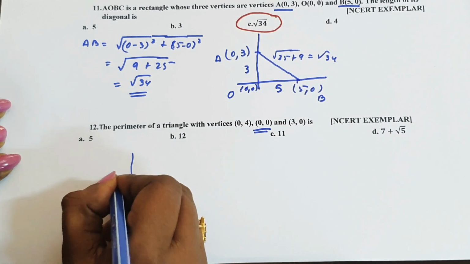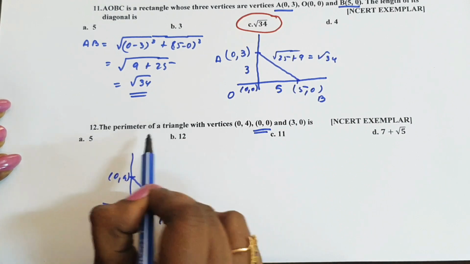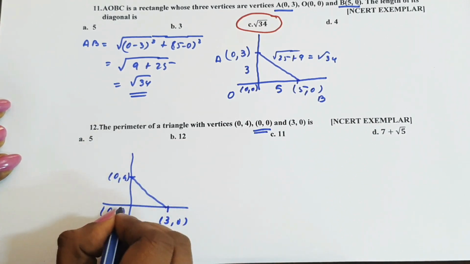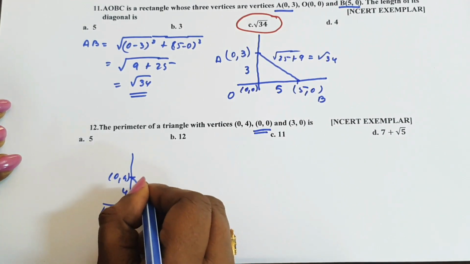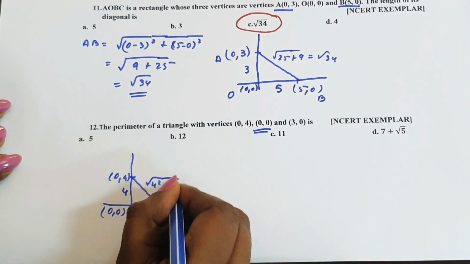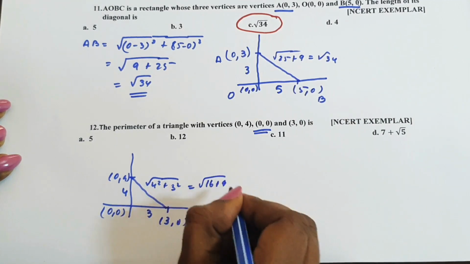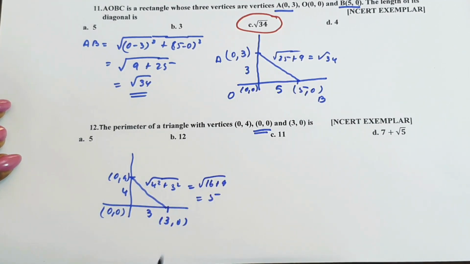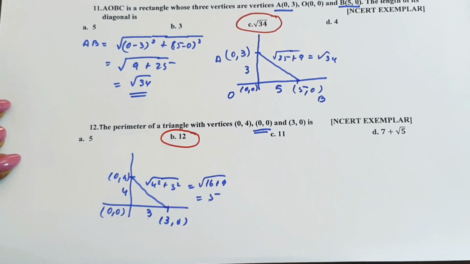Along the y-axis I'm moving 4 units. So what type of a triangle was this? It was a right angle triangle. So this is 3, this is 4, and how do I find the third side? It is nothing but the root of 4 square plus 3 square. So that is equal to root of 16 plus 9, which is root of 25, which is equal to 5. So I have the length of each side of the triangle now, 5, 3, 4. And so 5 plus 3 plus 4 is equal to 12. Isn't this an easier method?